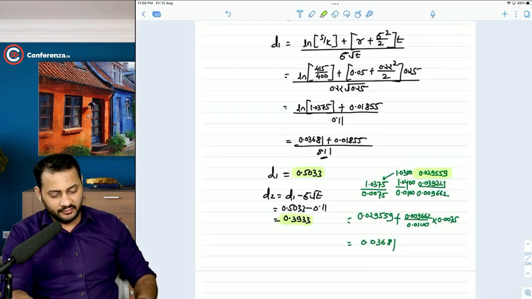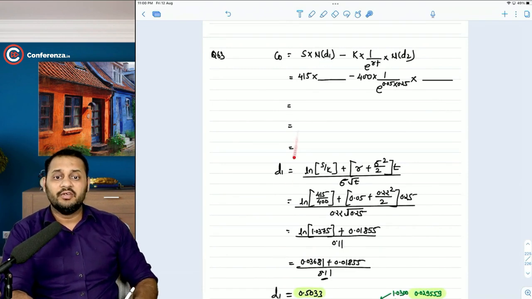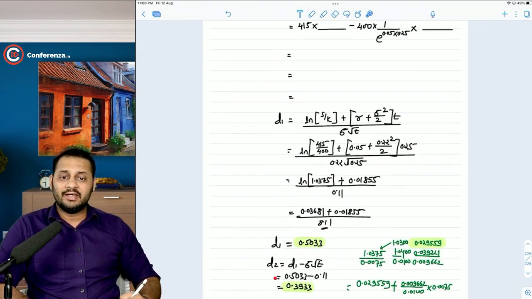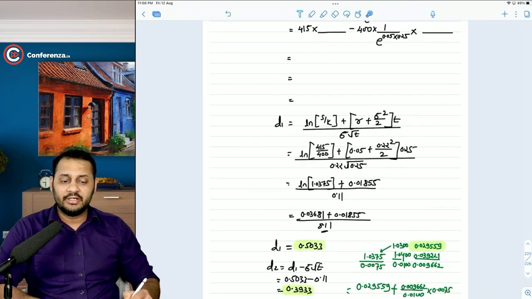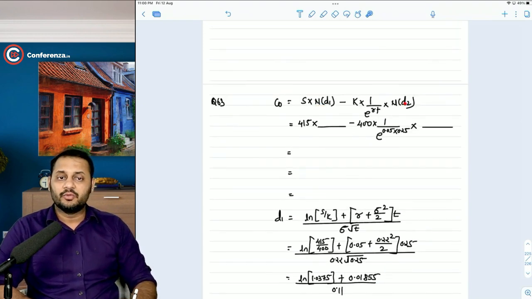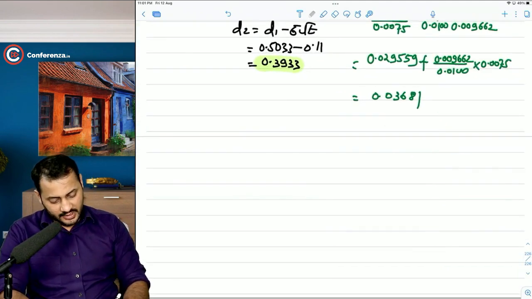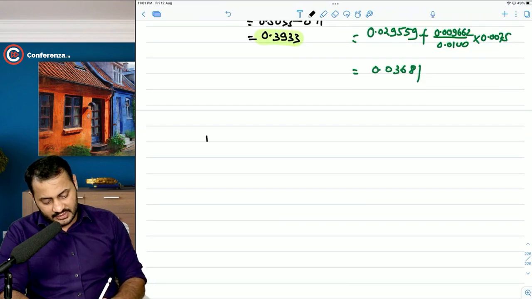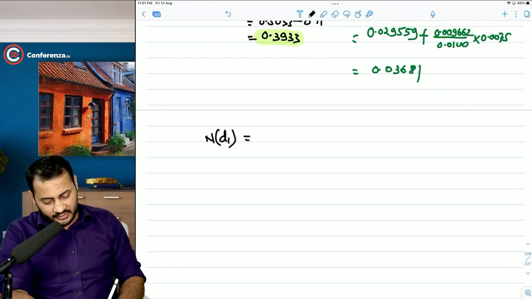Can we write these D1 and D2 values in this equation? No sir, we cannot write the values of D1 and D2 yet in this equation, because these are only D1 and D2 and not N(D1) and N(D2). We have to calculate the normal probability of D1 and the normal probability of D2. So let's try doing that as well. This is the last step, N(D1), before moving over to the main equation. N(D1) means calculating N in bracket 0.5033.